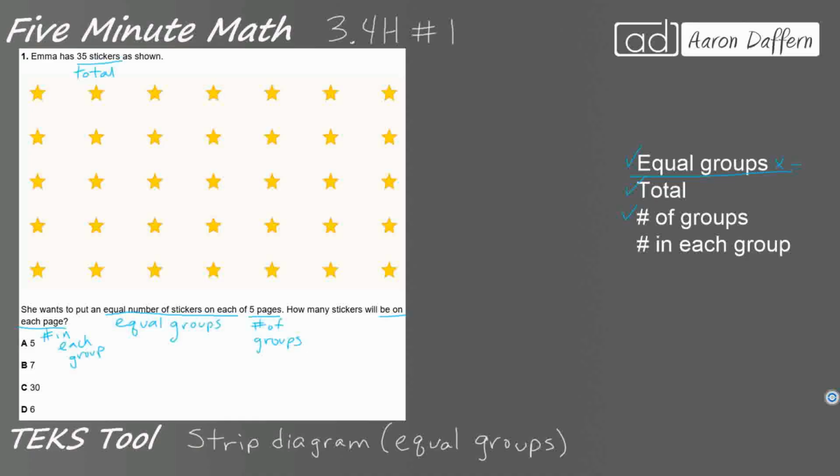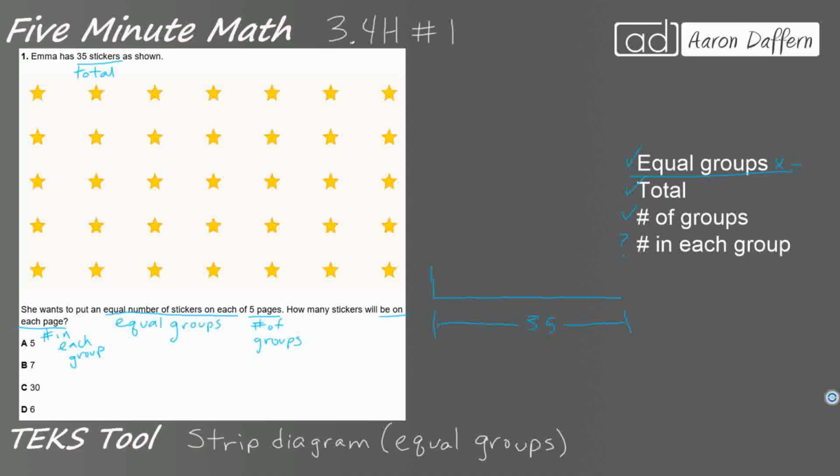Now, we can actually solve this with our array, but we can also first represent this with a strip diagram. So how would we recognize this problem situation and represent it with a strip diagram? Well, we have our total, so let's put our total on the bottom. Remember, the total can be a bar, it could be a line like this, it can be above, it can be below. We always need to rotate where we have the total because you never know what it's going to look like. And we have 5 pages. All right, so that gives us the number of groups.